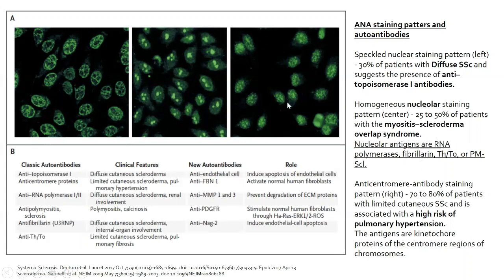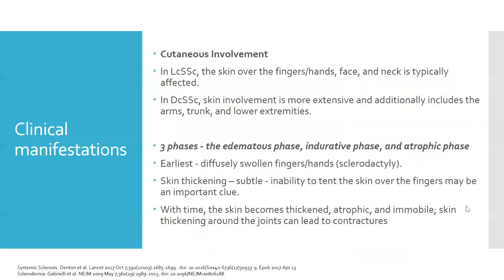And the last one here is the anti-centromere staining pattern, which is more with limited cutaneous scleroderma and is associated with a high risk of pulmonary hypertension. So those are some of the common antibodies that are involved.